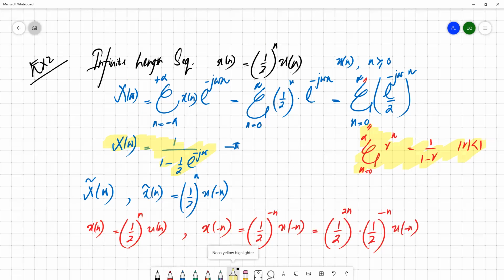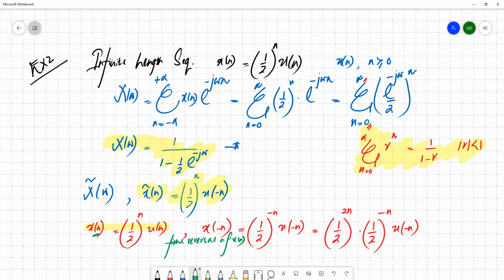We need to evaluate the Fourier transform of this block, (1/2) to the power n u[-n]. This is the definition from the previous section, (1/2) to the power n u[n]. If you take the mirror, the time reversal of x[n], and substitute n with minus n, you have x[-n] equals (1/2) to the power minus n u[-n]. This is the time reversal of this x[n].